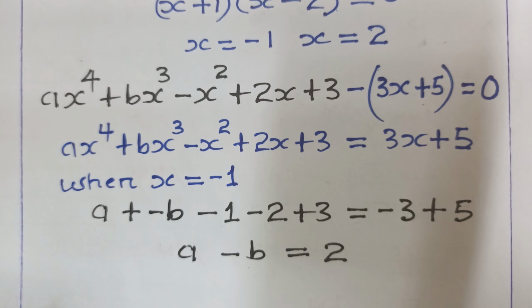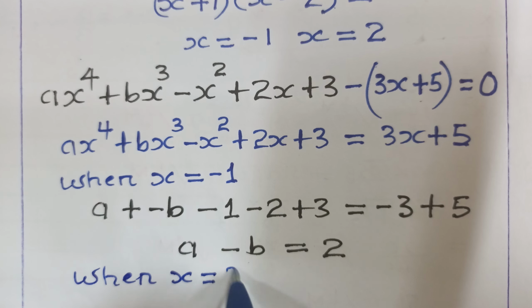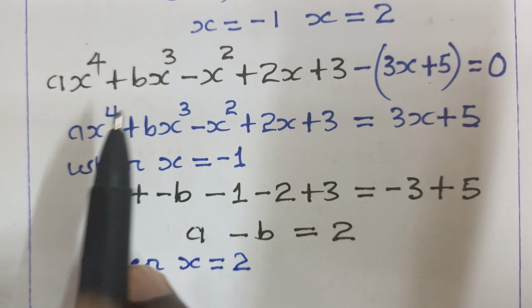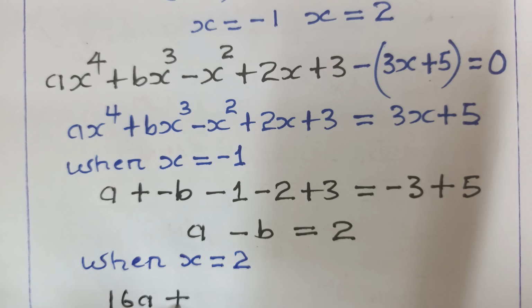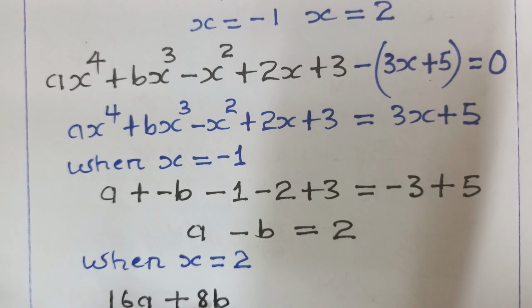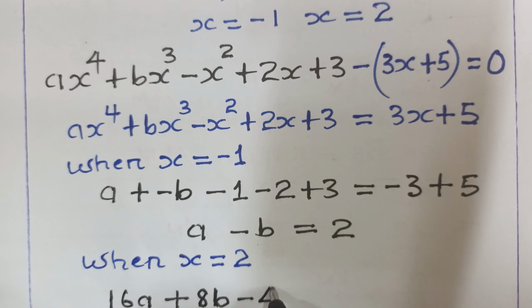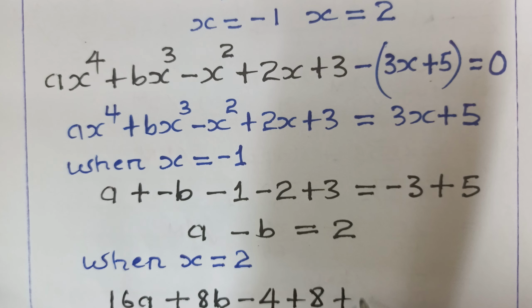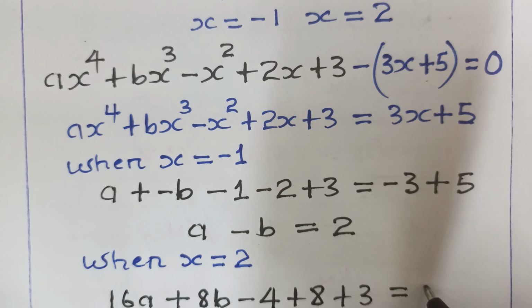Now when x = 2, we replace x with the root. We have 2 raised to 4, which is 16a, plus 2 raised to 3, which is 8, so that comes to 8b, then minus 4, then plus 8, plus 3, is equal to 3 times 2, which is 6, plus 5, which comes to 11.